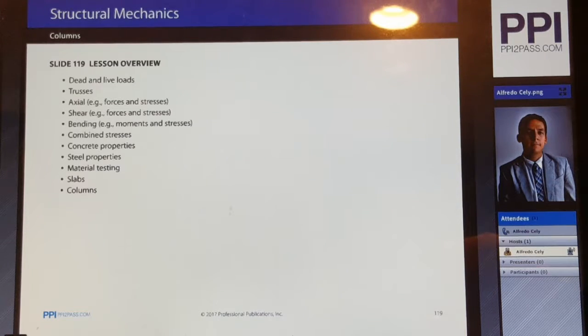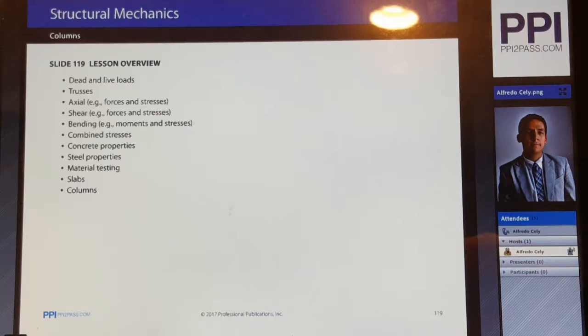So we've reached the end of our structural mechanics lesson. So let's go through a quick overview of the different concepts that we've reviewed during the past 6 hours. We reviewed dead and live loads. We reviewed trusses. We reviewed axial, shear, and bending concepts of forces and stresses. We also reviewed a small part of having combined stresses. Now this will be a small portion, if at all, tested on the breadth portion of the exam on combined stresses. Then we reviewed the properties of concrete materials, steel materials.